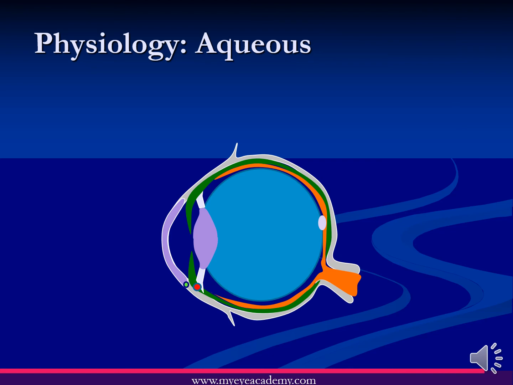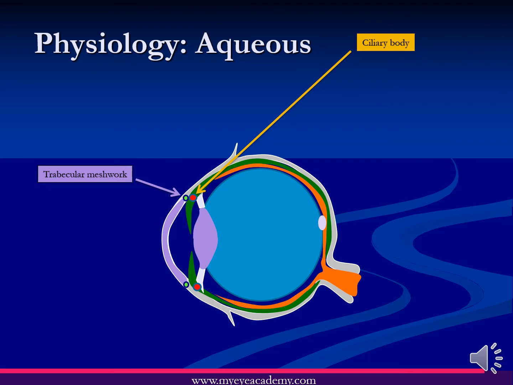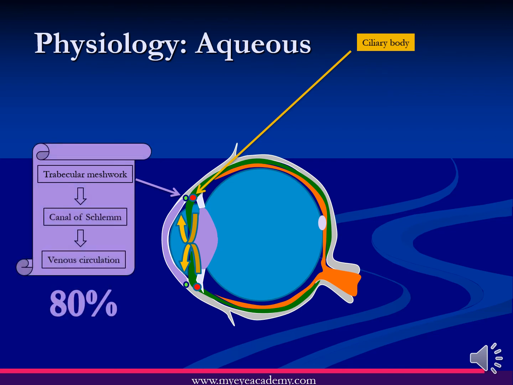At the end, we are going to discuss the physiology of the aqueous humor. Aqueous humor is produced in the ciliary body, which is triangular in cross section, and it is mostly drained through the trabecular meshwork. After being produced in the ciliary body, the aqueous humor comes into the posterior chamber, then through the pupil comes into the anterior chamber, and then gets drained via the trabecular meshwork into the canal of Schlemm, and then into the venous circulation. This route is responsible for 80% drainage of the aqueous humor.